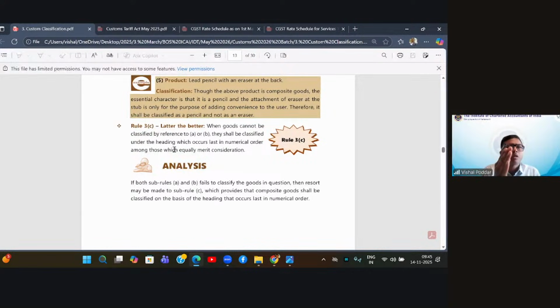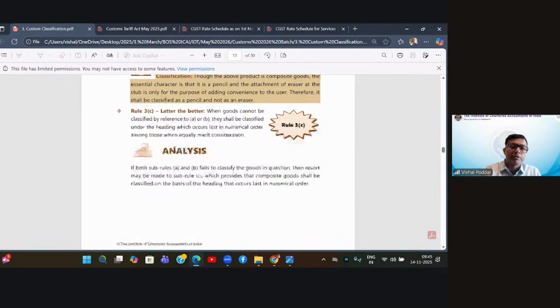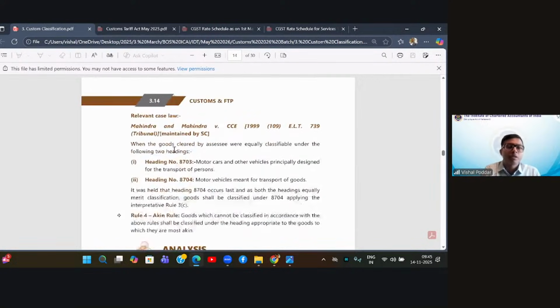So you have chapters 1 to 98. If your product can be classified in chapter 21 also, in chapter 35 also, and in chapter 44 also, and you cannot find the correct classification by 3A and 3B, then using 3C, you will finally find the answer by classifying the product in chapter 44. This is how rule 3C is applied.